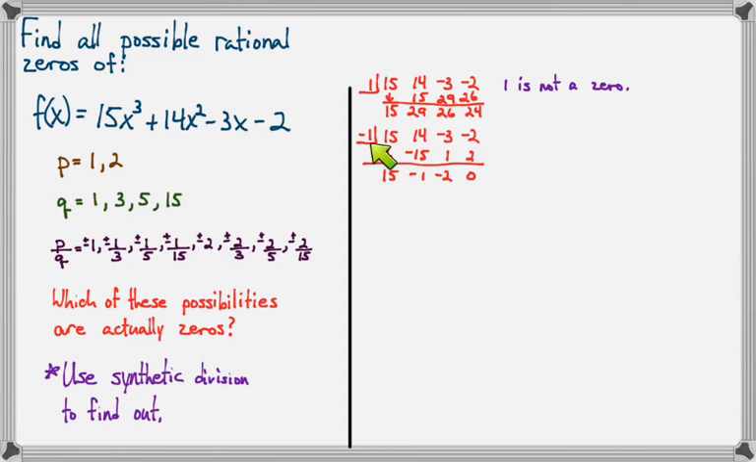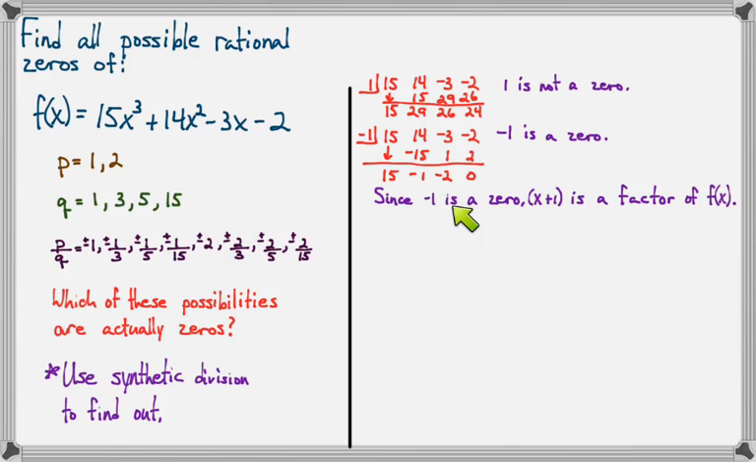And when I run the synthetic division with -1, I see, yes, -1 is a zero of our function because the remainder is 0. And since -1 is a zero, that tells us that x plus 1 is a factor. Remember from the factor theorem how if we do the division with one number, then x minus that number is a factor. So if we run the division with -1, x plus 1 is a factor. Okay, well now we know that the other factor is 15x squared minus x minus 2. And that's what I have here.